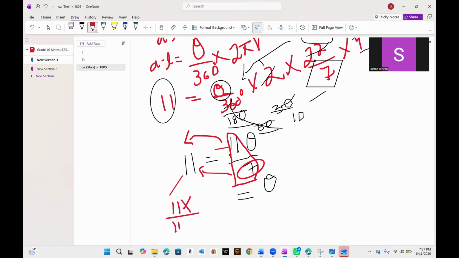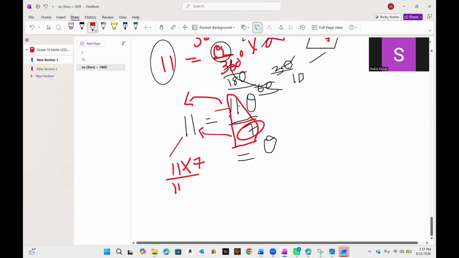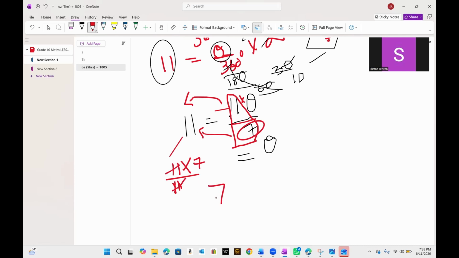Then it will become multiply by 7. Division 7, no. So if you take it to this side, it will become multiplication 7. Here the 11 multiplied by theta means multiplication 11, no. It will become division 11. Did you understand? Now cancel 11 and 11. And the answer is how much?